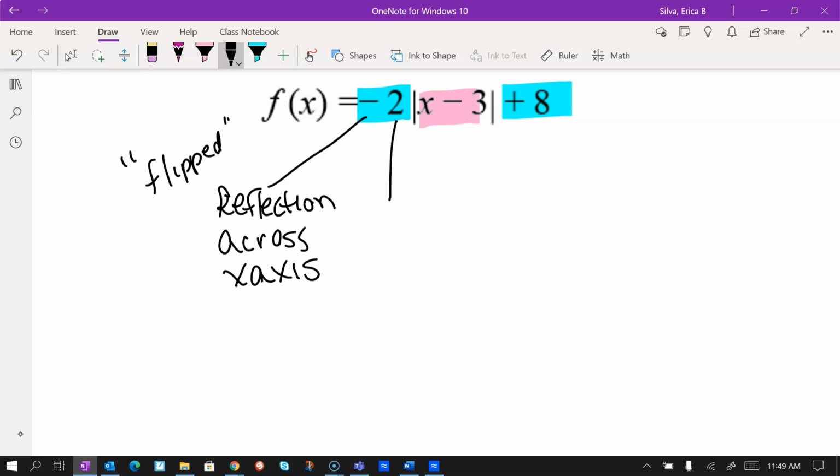It's still facing upward. This one, because it's negative, it flipped, so it's reflecting across the x-axis. And then we have 2. It's a vertical change, and because it's greater than 1, then we have a vertical stretch. So this 2, we know it's vertical, and because A is greater than 1, we have a vertical stretch.